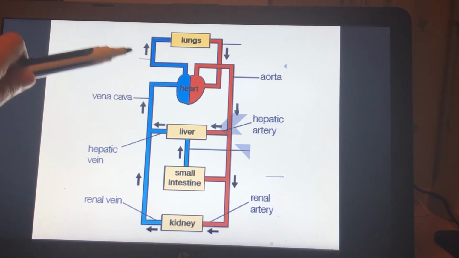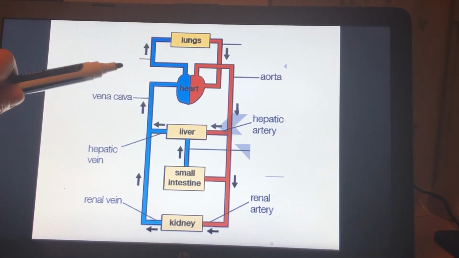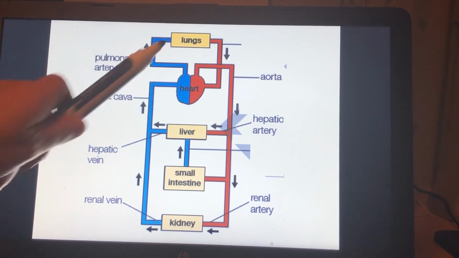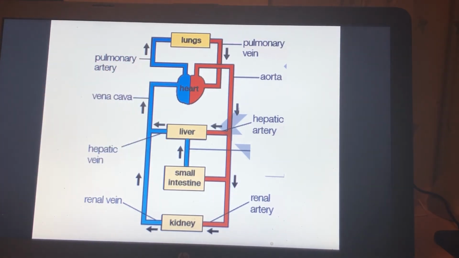This one here we've mentioned already. It's an artery, even though it's coloured in blue. It's an artery, it's taking deoxygenated blood up to the lungs. So hopefully you've remembered that's the pulmonary artery. And the pulmonary vein is the only vein that carries oxygenated blood, and it's carrying it back to the heart to be pumped out again.